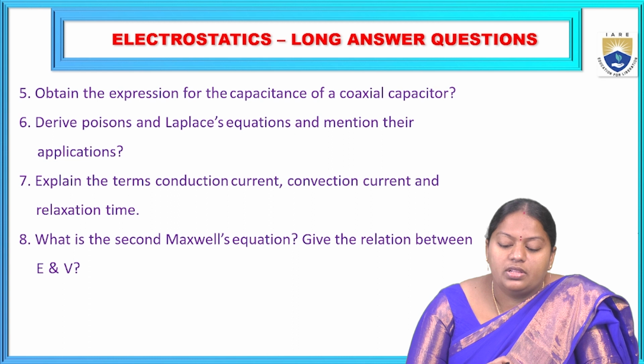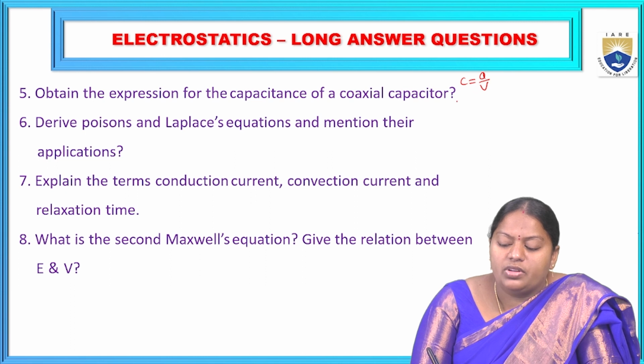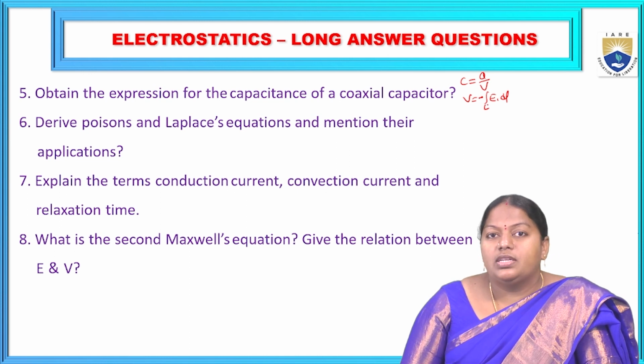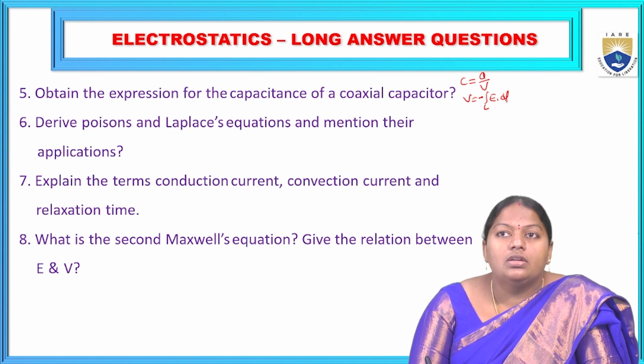Next, obtain the expression for the capacitance of a coaxial capacitor. To derive the equation, we first need to define in general the capacitance, that is C equal to Q by V, and depending upon the shape of the capacitor, we evaluate V. We write V equal to minus integral of E dot dl, relating electric potential and electric field intensity.